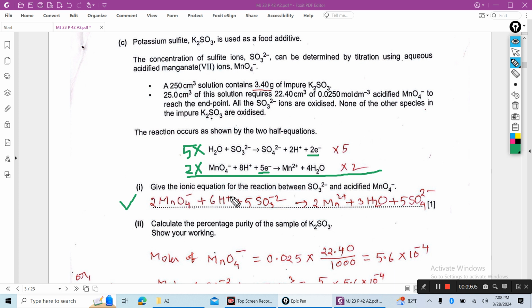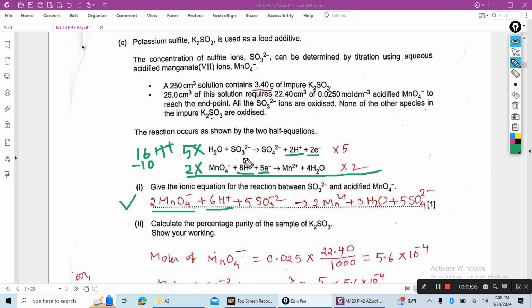Now give the ionic equation for the reaction between sulfide ion and acidified manganate ion. So here 2 manganate ions, 2 MnO4-, 16 hydrogen ions on the left, and 10 hydrogen ions on the right hand side. So left hand side 16 minus 10 hydrogen ions. So the left side will be 6 hydrogen ions.